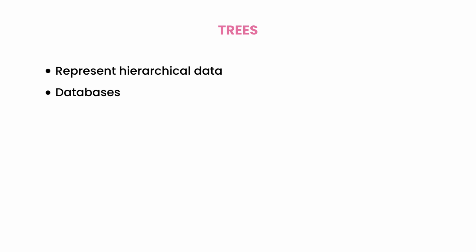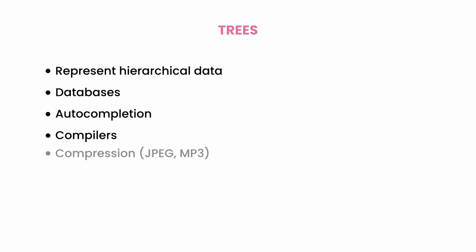Another great application of trees is in implementing auto-completion. For example, think of Chrome. Chrome stores all your past web searches in a tree. Whenever you type a query, it tries to match it with previously stored queries. Trees are also used in compilers. Compilers use a special type of tree called syntax tree to parse expressions. Trees are also used in compression algorithms, such as those used by JPEG and MP3 file formats. So as we can see, trees have a lot of applications in the real world.